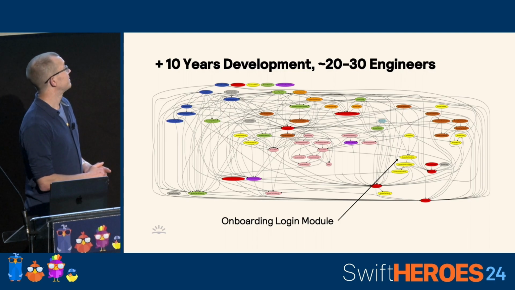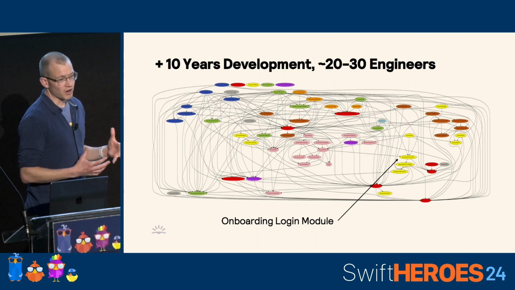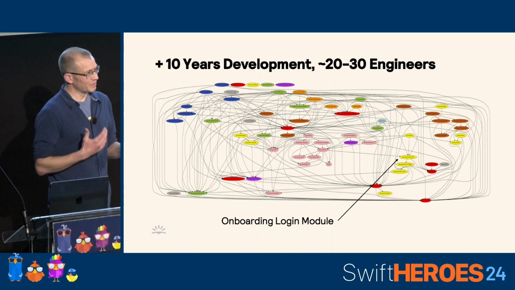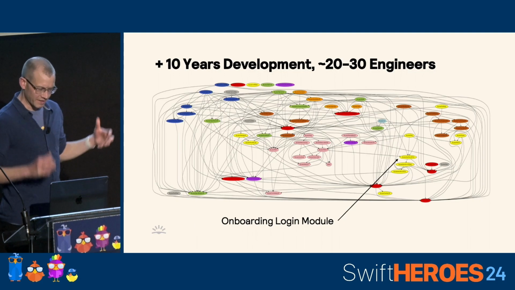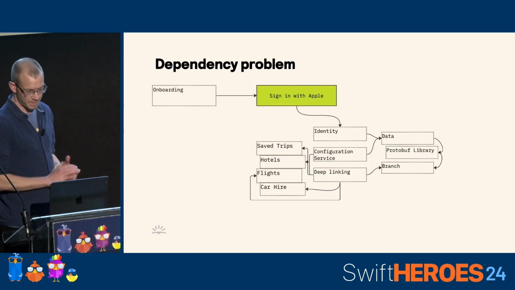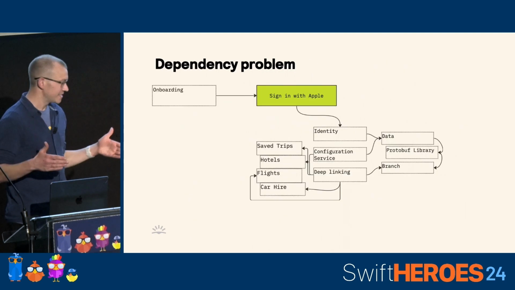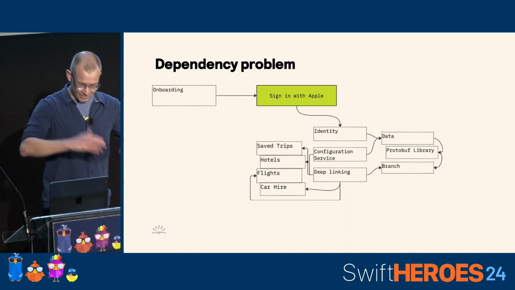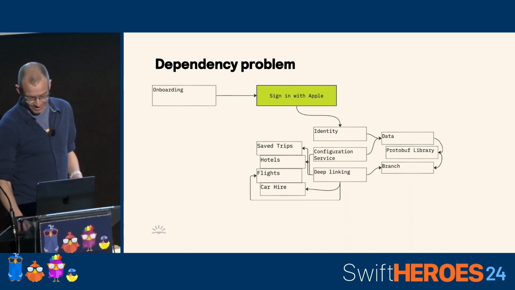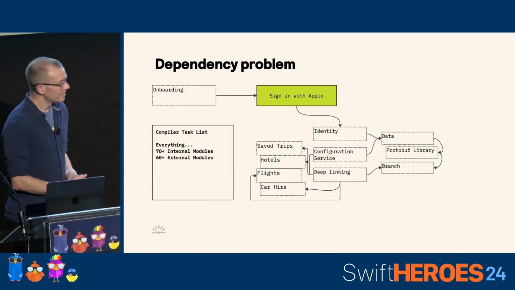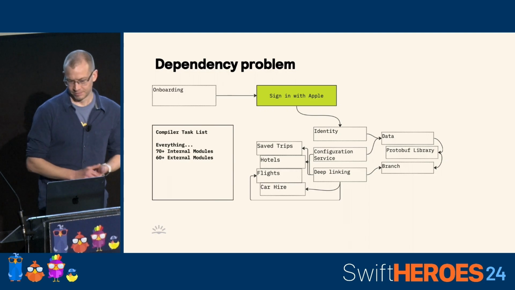So yeah, this is kind of how things can grow. You start off meaning well. Everyone starts off doing what seems like sensible decisions, and things grow and become coupled. So you've now got your onboarding module. All it really wants to do is sign in with Apple. But it's got to compile the entire app just to be able to have one functioning identity module to do all of that. And this was kind of the situation we were in.